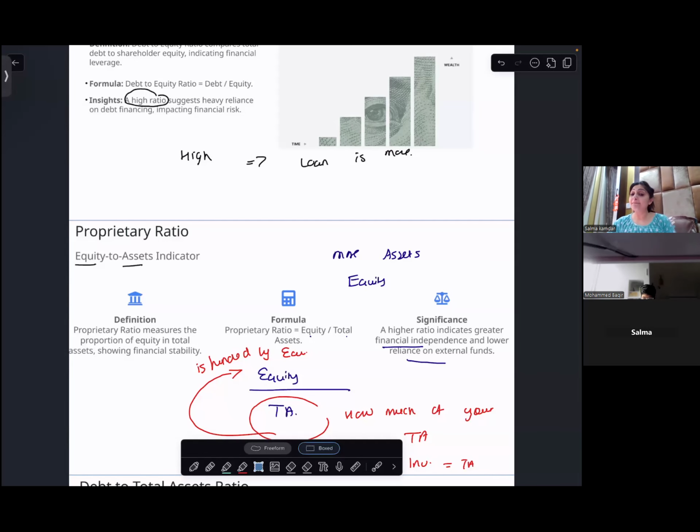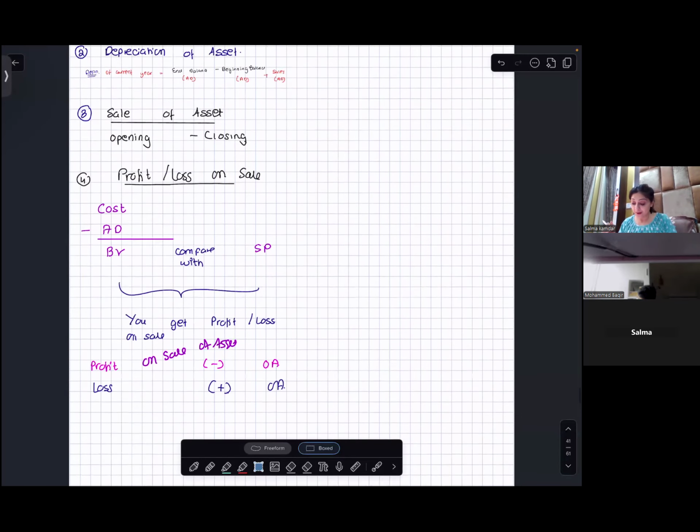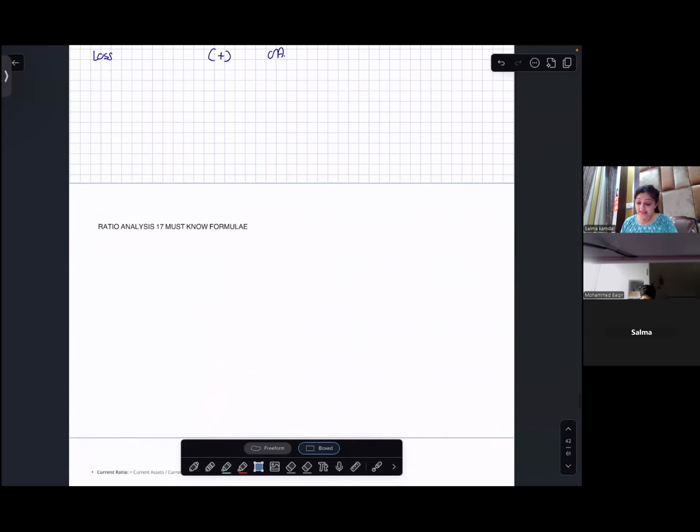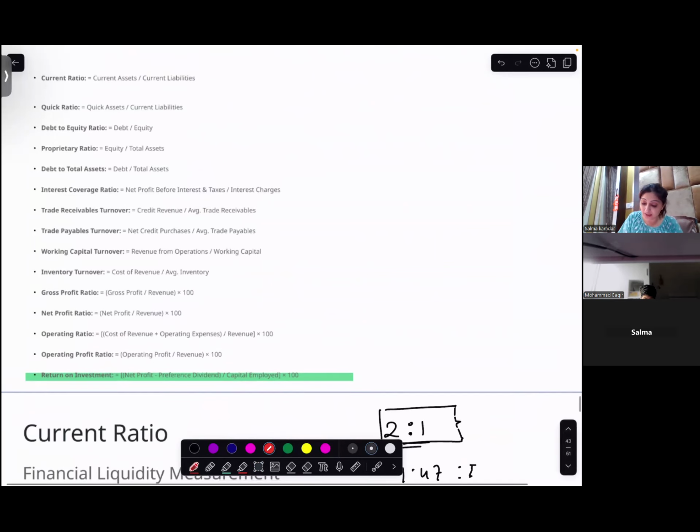So this is the second part of the 17 ratios that you should know when you're giving your CBSE or ISC paper. And we already did the first 5 ratios in our part 1. It was the current ratio, quick ratio, debt to equity ratio, proprietary ratio, and debt to total assets.